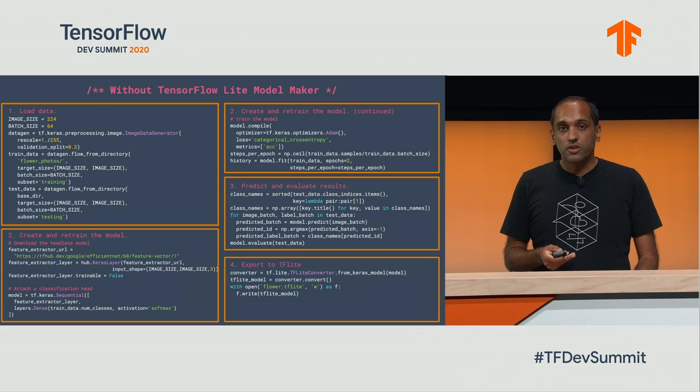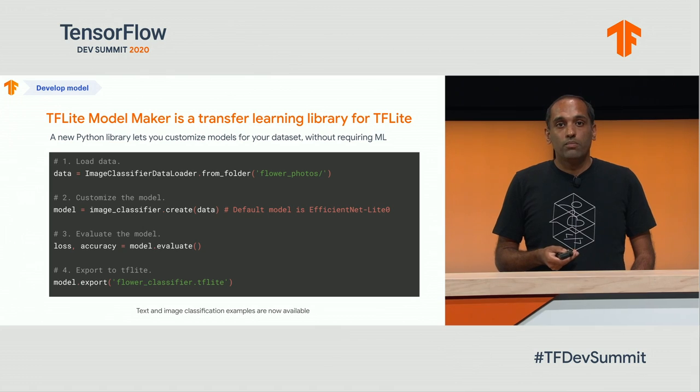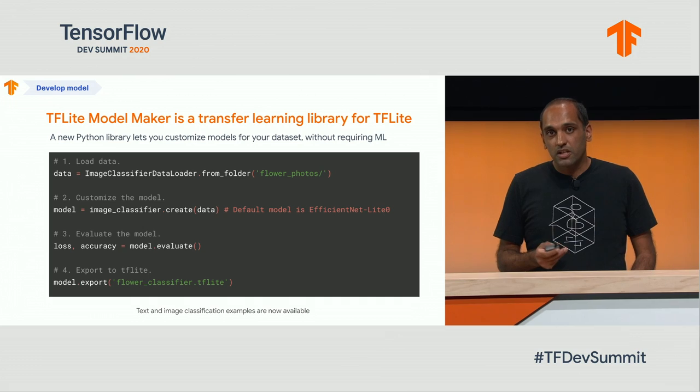Here is what you would have to do to train EfficientNet on your own data set without TensorFlow Lite Model Maker. First, you'd have to clone EfficientNet from GitHub, download the checkpoints, use the model as a feature extractor, and put a classification head on top of it. And then you'd apply transfer learning and convert to TF Lite. But with Model Maker, it's just 4 lines of code. You start by specifying your data set, choose the model spec that you'd like to use, and boom, it works. You can also evaluate the model and easily export it to a TensorFlow Lite format.